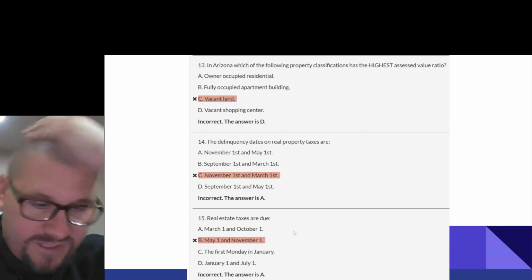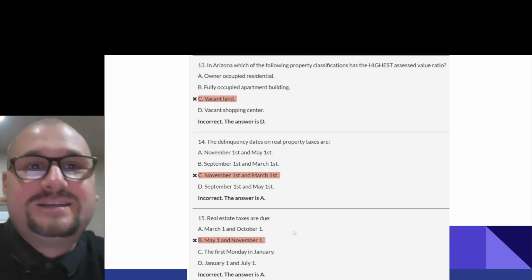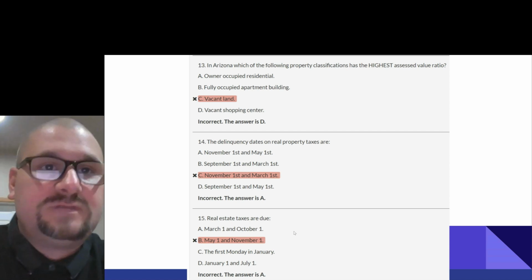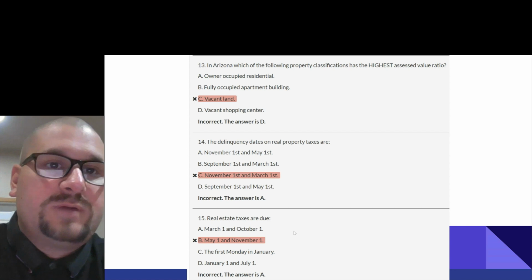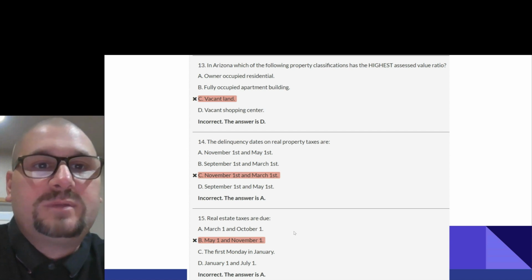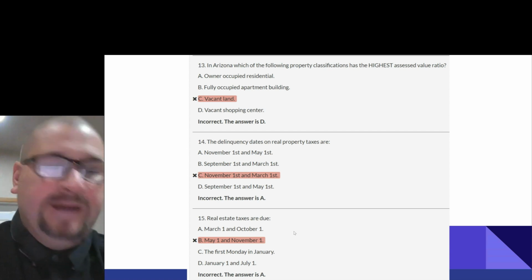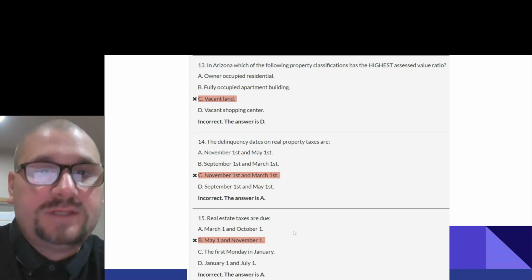So the more money you make, the more they tax you. It's pretty much how it goes. And if it's a business, they tax you even more. So owner-occupied residential, no. Fully occupied apartment building, no. Vacant land, no.